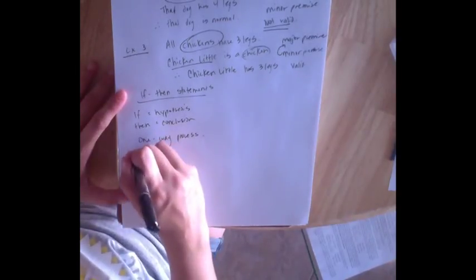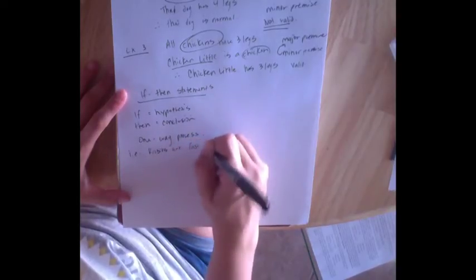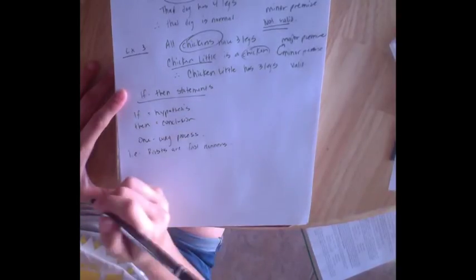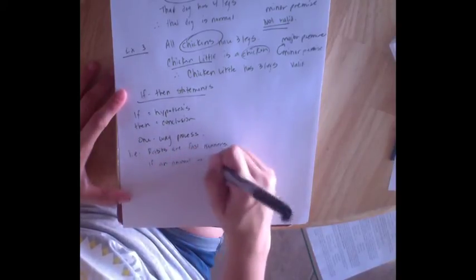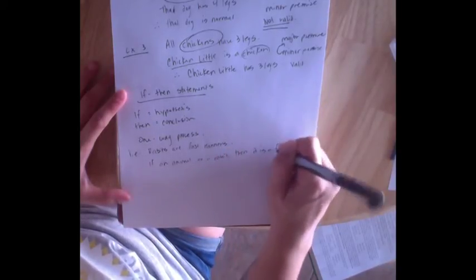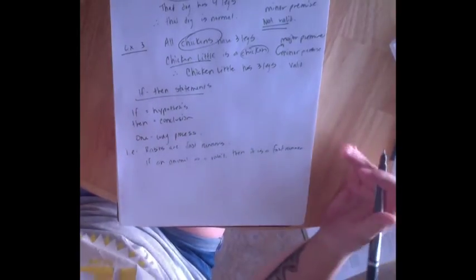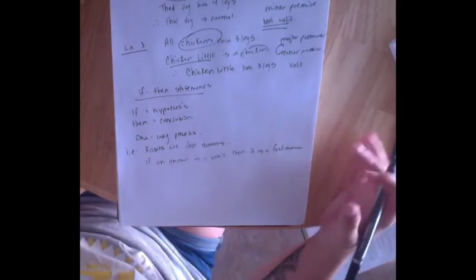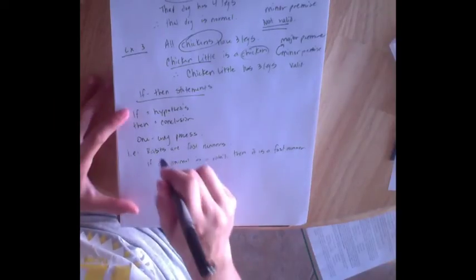So here's an example. Rabbits are fast runners. If an animal is a rabbit, then it is a fast runner. We can say that this is a valid argument because I said rabbits are fast runners. The only thing that I know in life right now is rabbits are fast runners. That's the only thing that I know.